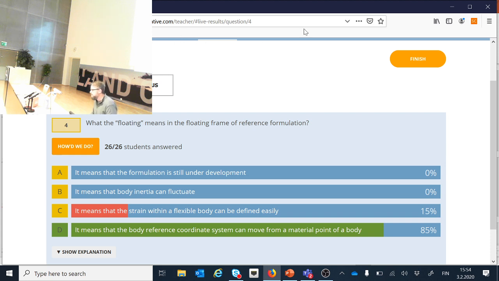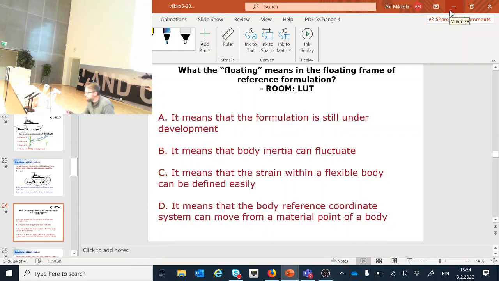But what it means is this: if you have a body like this, and you're introducing deformation because of these forces or these forces, then the deformation looks like this, and the body reference coordinate system is detached from a material point. That's where the name floating is coming from. So it's a kind of weird concept. It is traveling, translating, and rotating within the body, but it can also detach from the material point if the deformation takes place.